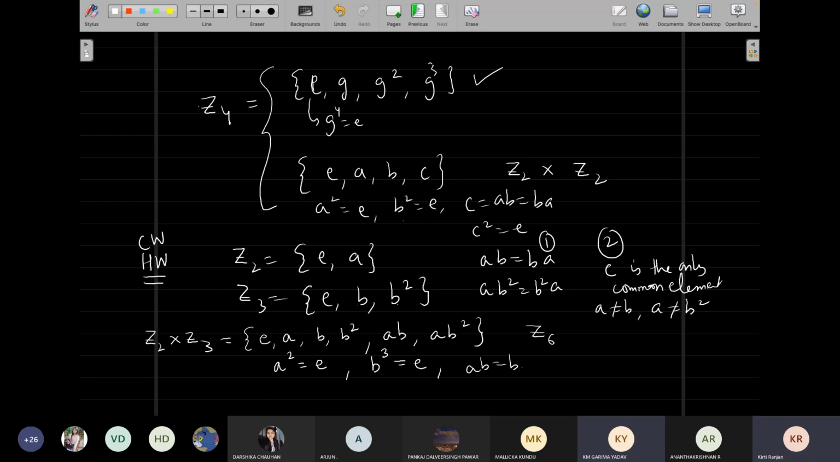You can figure out whether this group is isomorphic to something or not isomorphic. You can just figure out the multiplication table. Forget about anything else, check the multiplication table, since we haven't yet reached isomorphism.